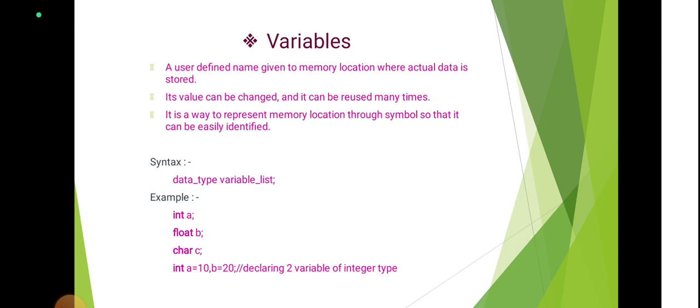Syntax to declare the variable: data type, variable list. What is data type? This topic we learn in the next lecture. Example: int a. A is a variable name which is of type integer. B is a variable which is of type float, and so on.